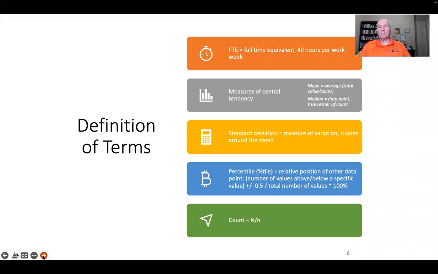And then let's define terms. Full-time equivalent, a measure of sense, that's every 40 hours a week. A measure of central tendency, whether that be mean or median, and what are we looking for? You might think about standard deviations or your percentile, 50th, 25th, 75th percentile, and then of course your count. So you'll want to define the terms and make sure that you and your team members all have a good definition of the terms.